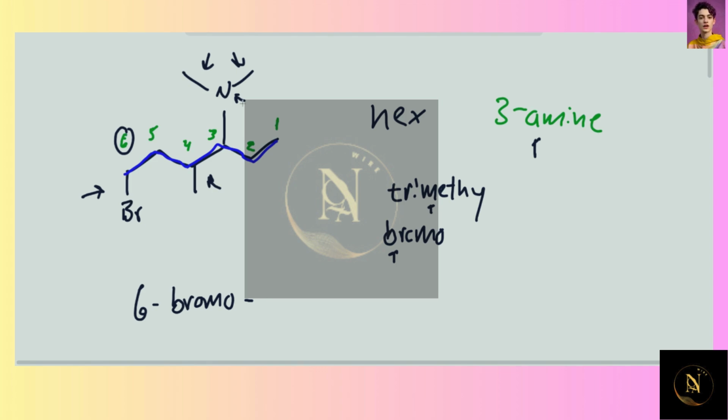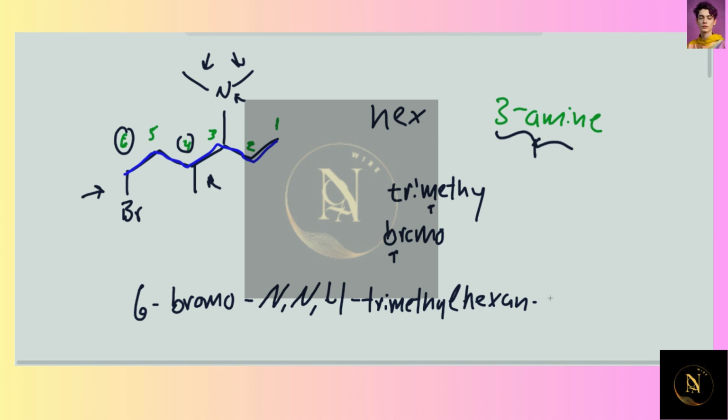The ones that are attached to nitrogen get denoted as italics N. So it'll be N, comma, N, comma, and then carbon 4, 4-trimethyl. And then we list what the chain type is, which is a hexane. It's an alkane, hex, and then we cap this off with where our amine is attached, 3-amine. That's 6-bromo-N,N,4-trimethylhexane-3-amine.